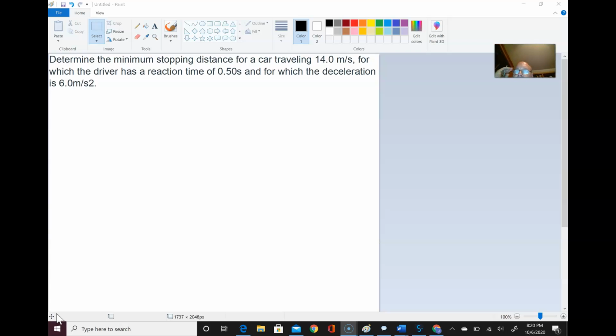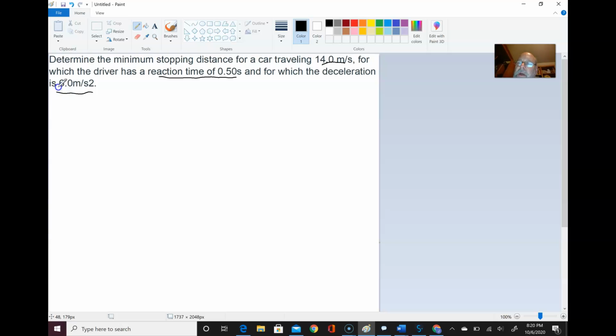Okay, now here's the deal. In looking at this, I have two motions. There's two parts to this. There's the part when the car is going to travel at a constant velocity of 14 meters per second for 0.5 seconds because he hasn't hit the brakes yet. He notices that he needs to hit the brakes, but it takes him a half a second to actually hit the brakes. So he's going to go for a certain distance before he starts slowing down, and then he's going to start slowing down.